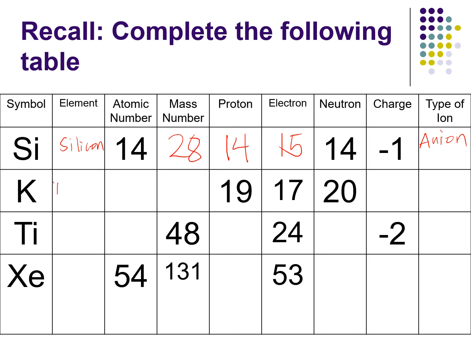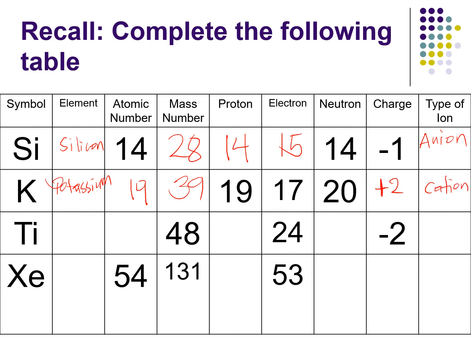Next, we have K. So this is potassium. Ayan, so we have potassium. The number of proton is 19, so the atomic number would be 19. To compute for the mass number, we will add the number of proton and neutron. So 19 plus 20, that would be 39. Now, the charge. We will take a look at the number of protons and electrons. So 19 and 17. It means that the number of proton is greater by 2 as compared to the electron. So the charge would be positive 2. And this is an example of cation.